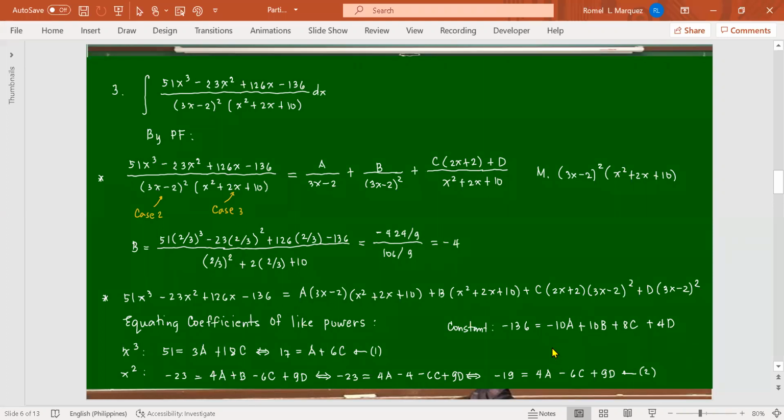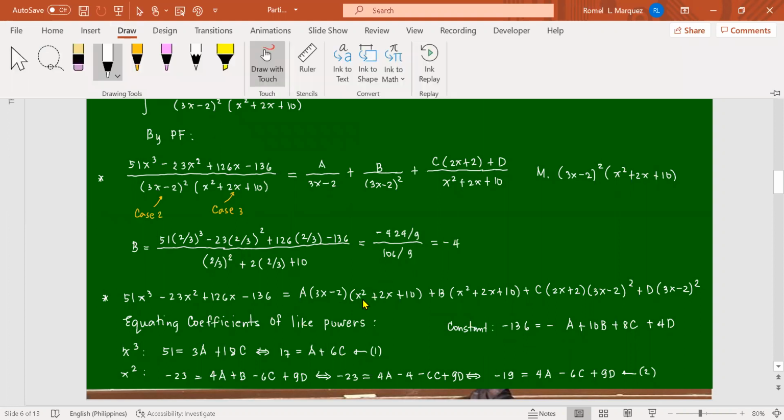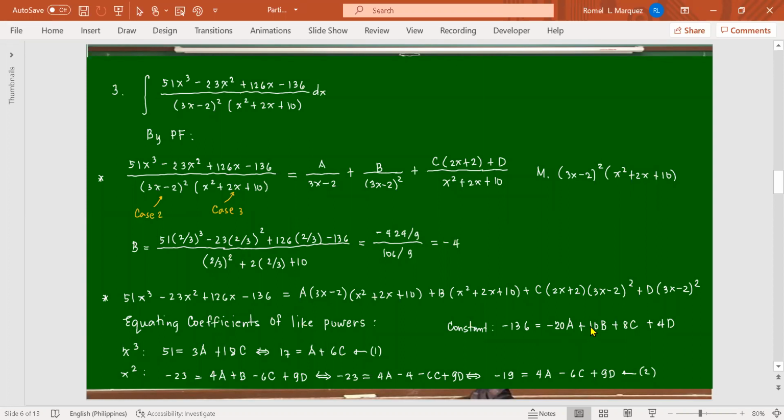So again, let me check. Oh, sorry, this is 20, no? 20. Yeah, let me check. You know, checking is always important. Negative 20 and then positive 10B plus 8C. But we know already B, no? B is negative 4. So negative 20 plus 10 times negative 4 plus 8C plus 4D. So this is negative 136.